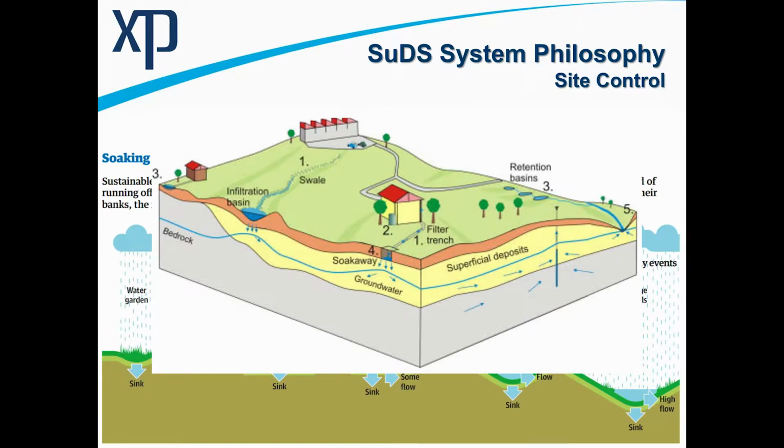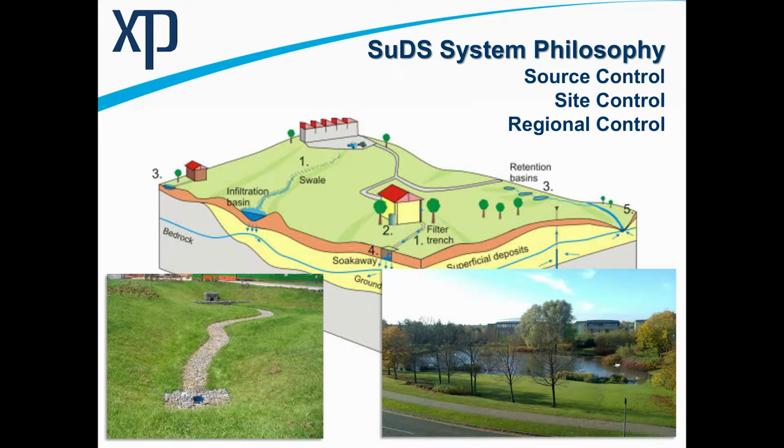When we look at the site control options, this is where we introduce things like swales or infiltration trenches or just filter drains alongside the highways, and they can interconnect. And at a regional level, we can then look at the larger items such as wetlands, retention ponds, larger infiltration basins, etc. So the two shots down here, let's thank Dave Schofield of Hydro Consultancy for this shot.